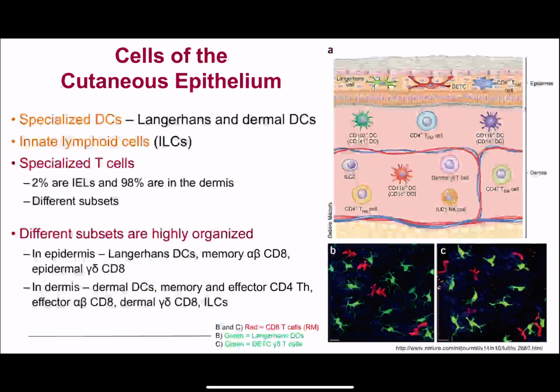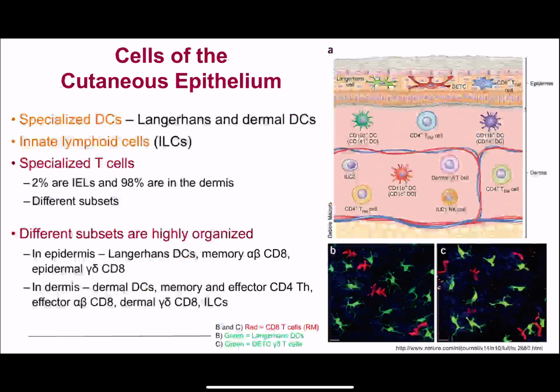This mix of cells are organized. So what you have in the epidermal layer versus the dermal layer is different. In the epidermis, you have the Langerhans cells, some memory conventional CD8s, and then lots of those gamma delta T cells. Whereas in the dermis, here in the lower part, you have the dermal dendritic cells and more CD4 memory cells, and some CD8, some gamma delta, and a lot of ILCs. Right? So there's the separation of powers, if you will. But again, it's that specialization of response.